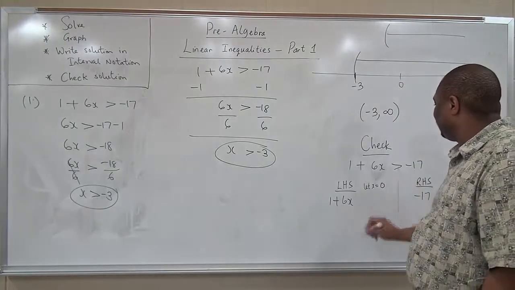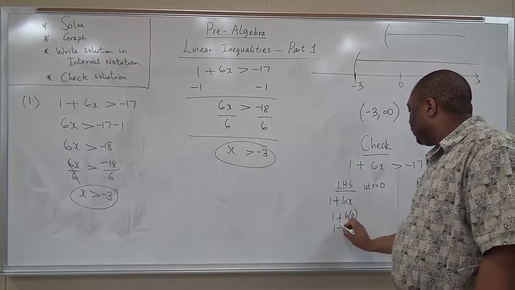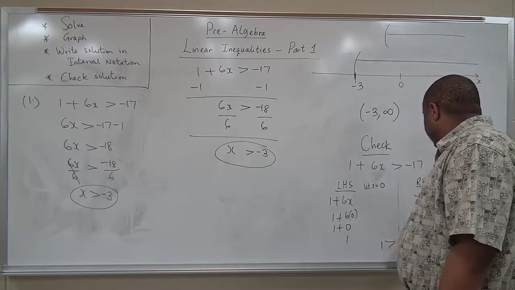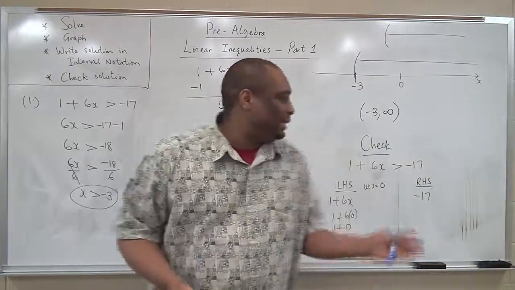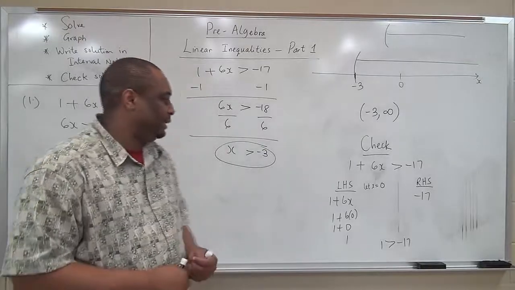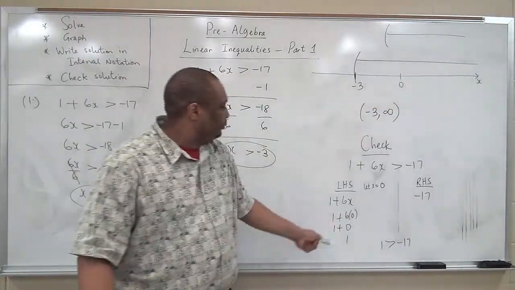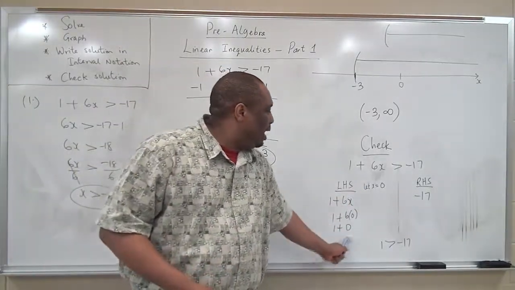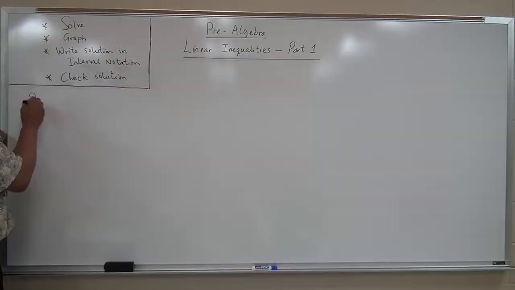0. Pick 0. So you see 1 plus 6 times 0. 1 plus 0 is 1. And you see that 1 is greater than negative 17. Now we check for inequality. Everybody will not get the same thing, because somebody might pick 1, somebody might pick 2. But you see 1 is greater than negative 17. And that is it.